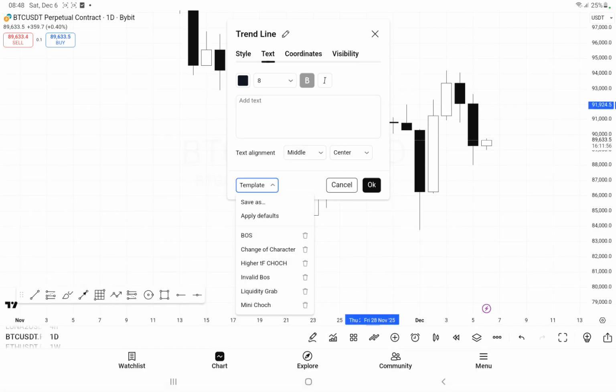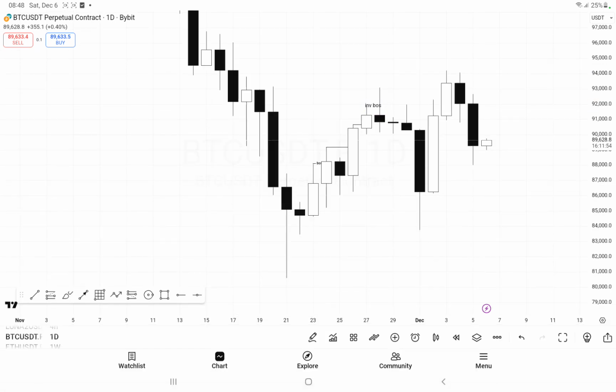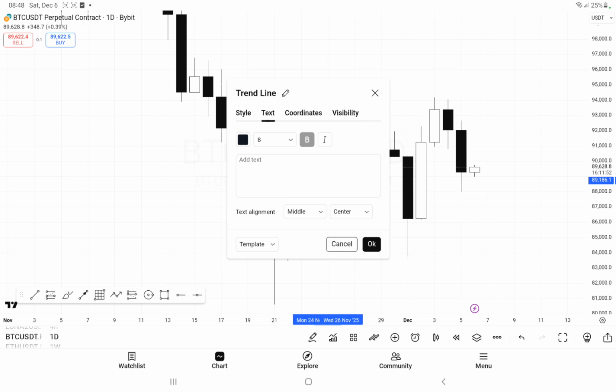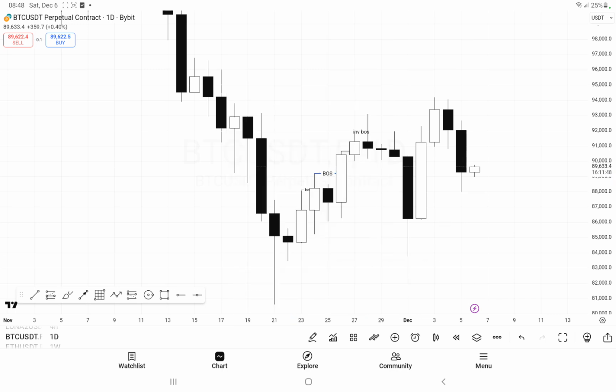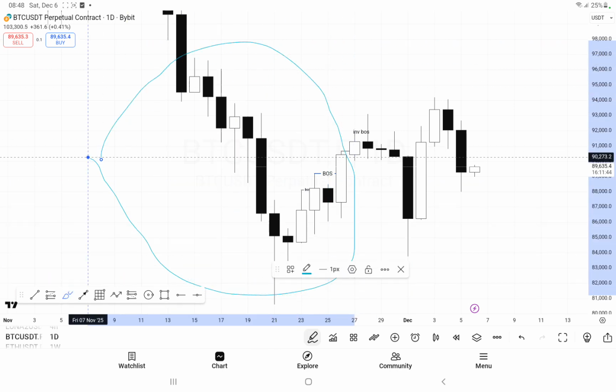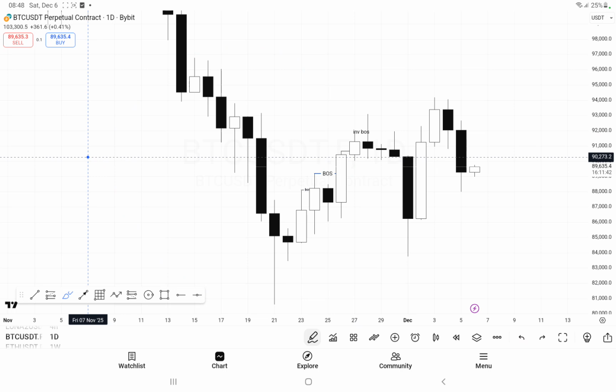I should have a template here. Invalid break of structure, right? So you need to take note of these things before you start trading. In the grand scheme of things, like trading so many candlesticks, you need to learn how to trade individual candlesticks, and this will give you a real edge in the market.